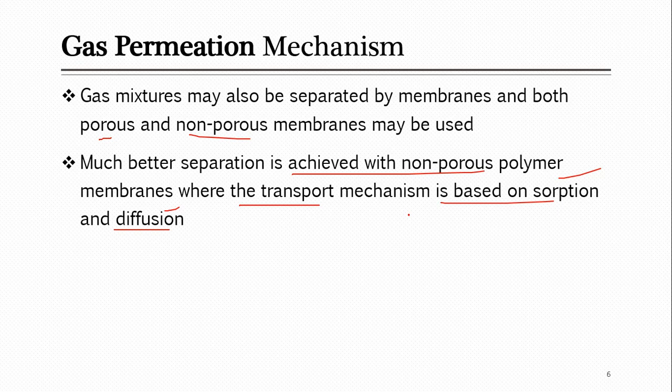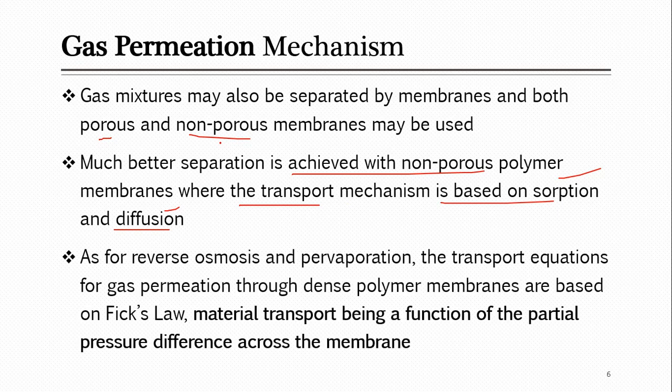While if you select a porous membrane, definitely you have to take care of the pore size of those membranes, and because most gases have a very small diameter, it will be difficult to separate them with the help of a porous membrane. So most of the time non-porous membranes are used for this application.